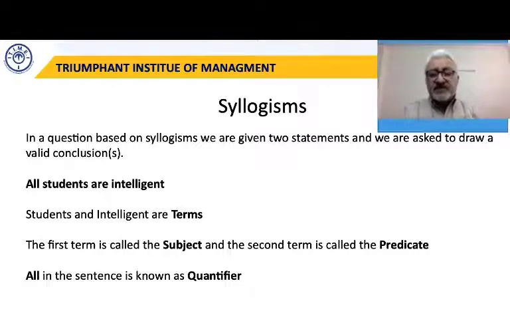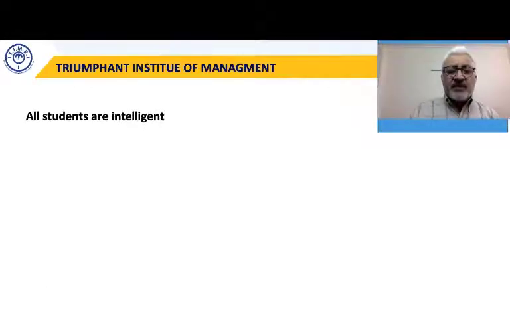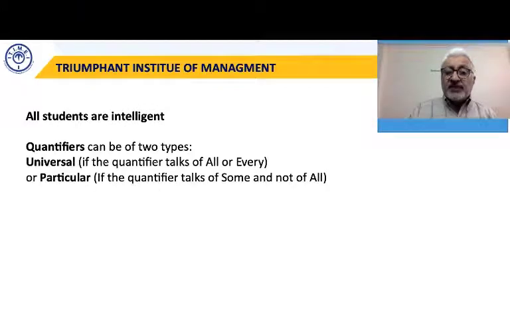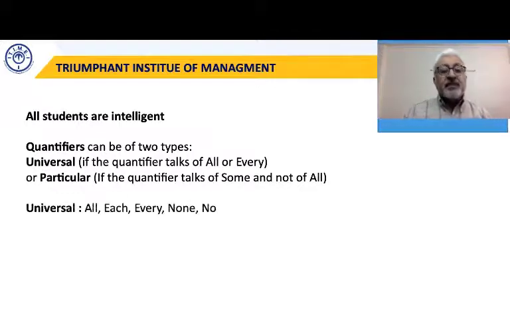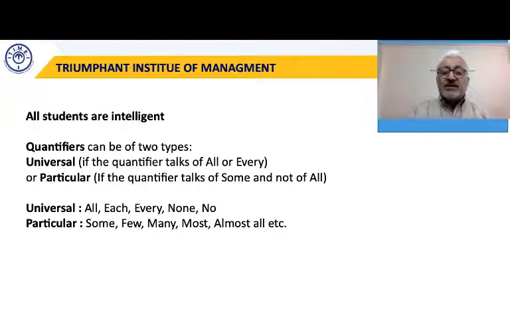The sample statement that we have taken is all students are intelligent. And from here, we move on to two types of quantifiers, universal or particular. All right, if you're talking about all, then it is universal. If you're not talking about all, only a portion of it, a part of it, then it becomes particular. These are the words that we can use for universal or particular. Right? So, done till here?